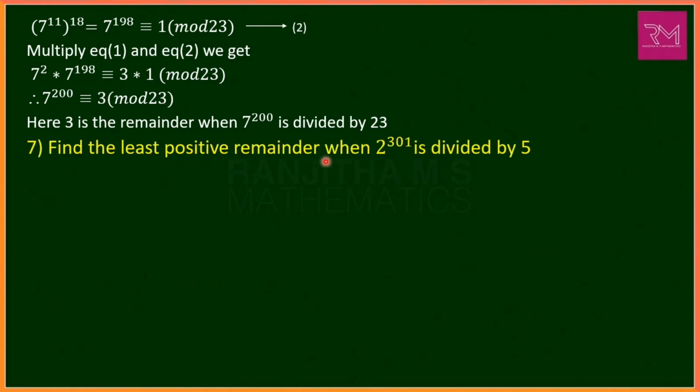Find the least positive remainder when 2 power 301 is divided by 5. Here we have to find the remainder value, that is, the least positive remainder is nothing but the remainder value when 2 power 301 is divided by 5.